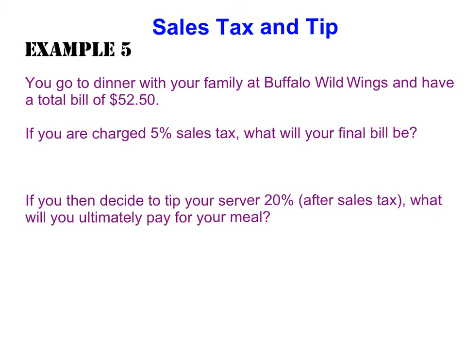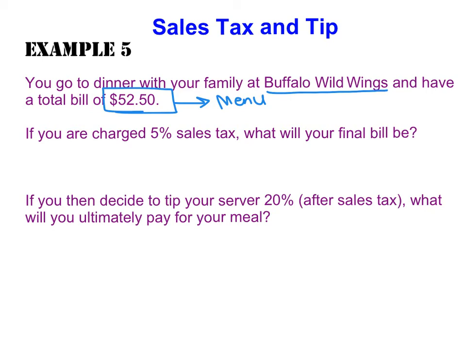So say you go to dinner with your family at Buffalo Wild Wings and you have a total bill of $52.50. So when your waitress brings you your bill, this is how much the food costs basically straight off the menu, but it does not include sales tax or a tip. So the first thing it says is you are charged a 5% sales tax. What will your final bill be?